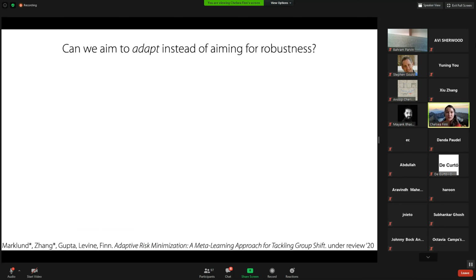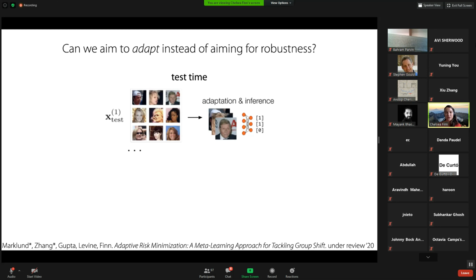So what we'd like to do instead is try to adapt instead of aiming for simply robustness. In particular, we assume that we have a set of unlabeled images that represent the part of the distribution that we're in at test time. And our goal will be to try to essentially adapt to that sub-distribution.